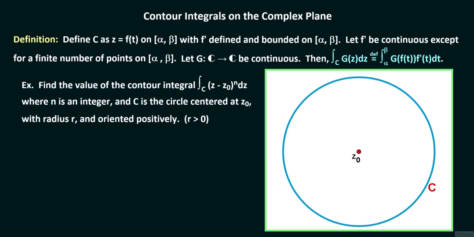For the next example, we find the value of the contour integral of z minus z sub 0 to the nth power, where n is an integer and c is the circle centered at z sub 0 with radius r and oriented positively.